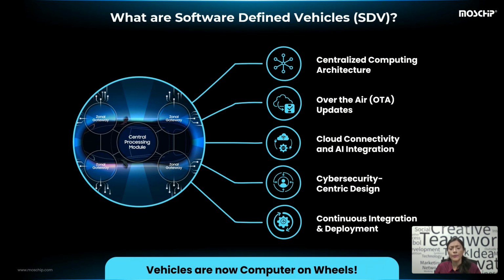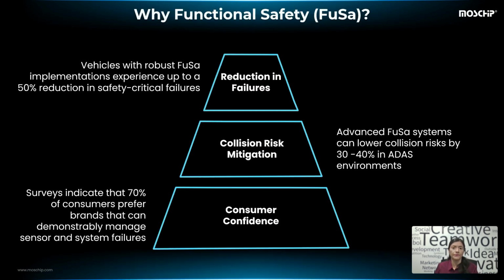Now, next, let's understand a bit on functional safety and ISO 26262. When we talk of functional safety, the first question that comes to mind is why does functional safety matter at all? Let's look into that. Firstly, it reduces failures. Data has shown that vehicles with robust functional safety, that is FuSa implementations, see up to 50% drop in safety critical faults. So that's not just compliance, that's the real world impact.